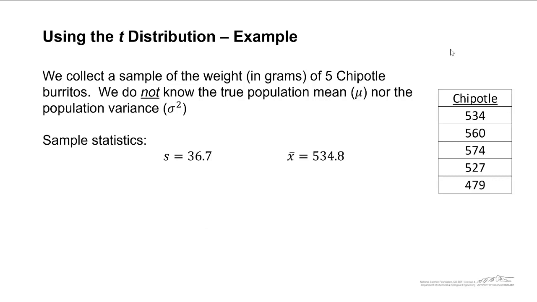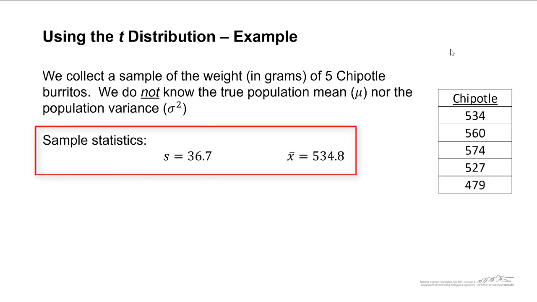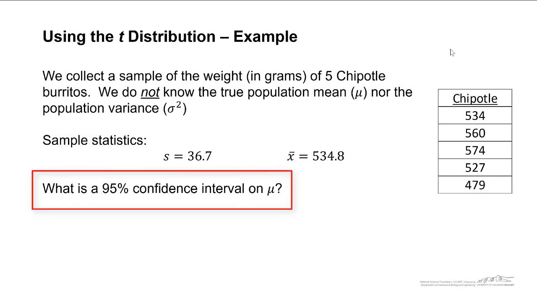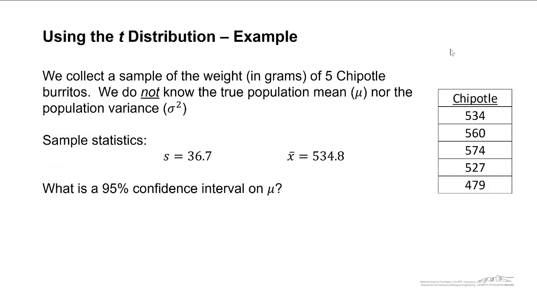We can collect sample statistics. We get our sample standard deviation of 36.7, our average X bar of 534.8, and we want to put together a 95% confidence interval on the true mean of the population, so all Chipotle chicken burritos.